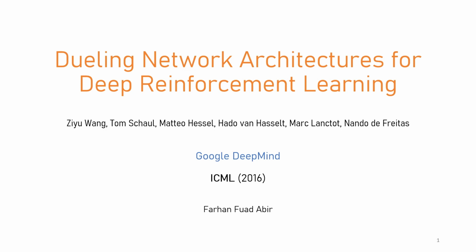As the third assignment of the Spring 2023 Machine Learning course, I am presenting the paper titled Dueling Network Architectures for Deep Reinforcement Learning. It was published in ICML in 2016 by a group of researchers from Google DeepMind. This work has nearly 3.5 thousand citations as of today.